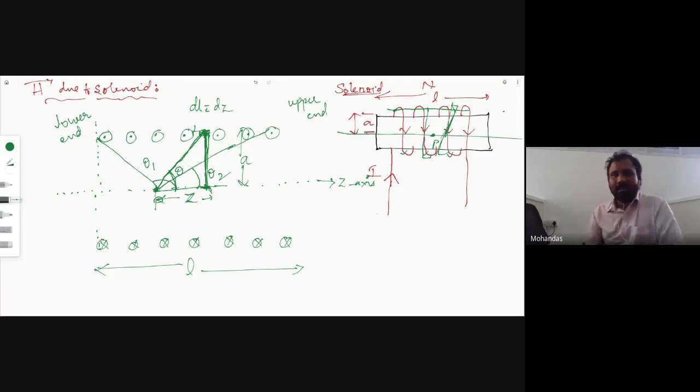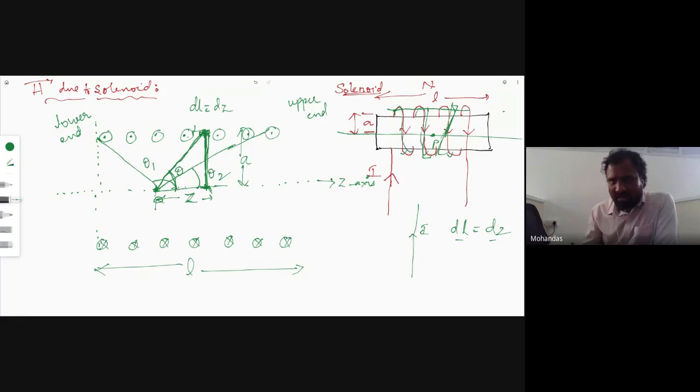Okay? And here, one more thing is that if I have a straight conductor like this, and current is flowing, then if I take dl, placed along the z-axis, what is dl? dl equal to dz. But here, is it a straight conductor?